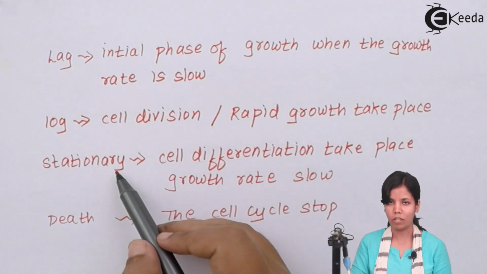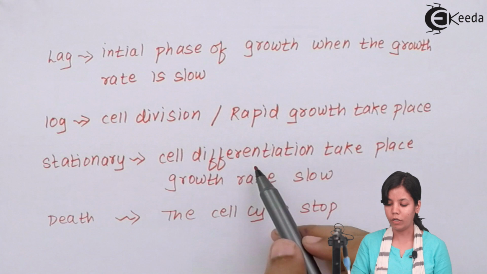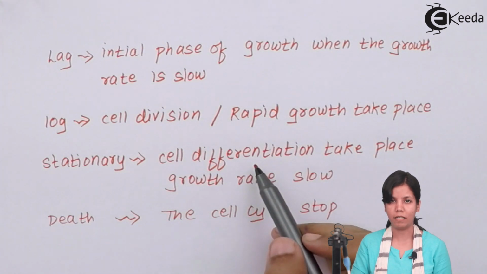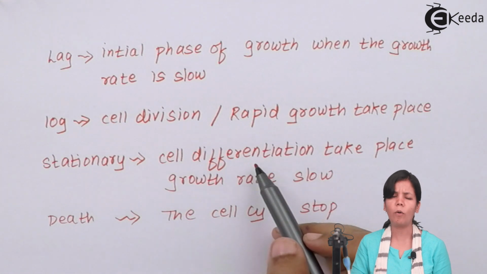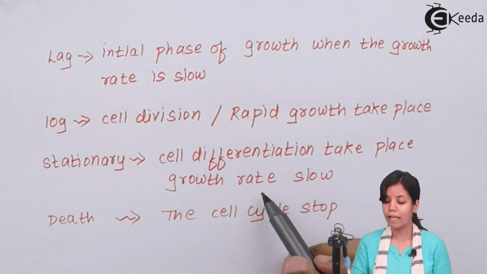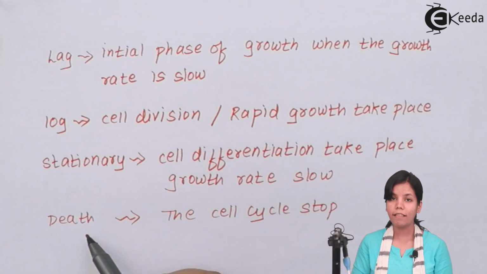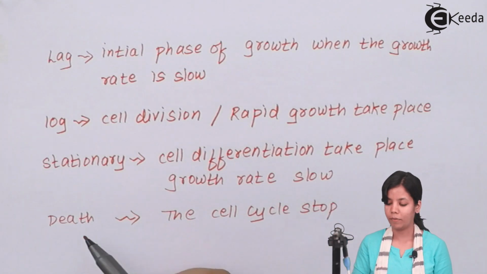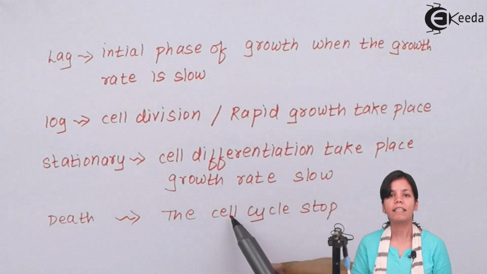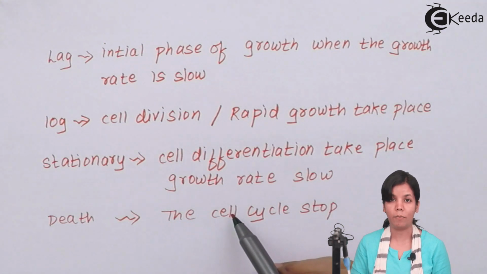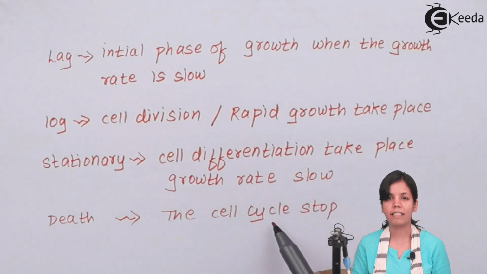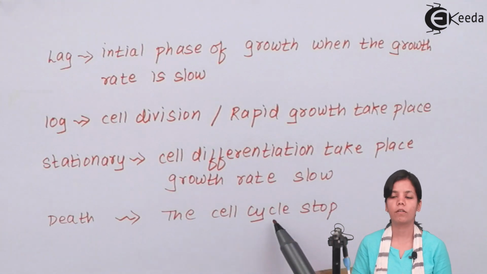Next comes the stationary phase, or the ceasing phase. During this, cell differentiation takes place. Some cells become parenchyma, some become collenchyma, xylem, phloem, all of them are formed. And the growth rate slowly stops or ceases down. And the final phase, the death phase. During this phase, the plant stops its catabolism, anabolism, metabolism, and the cell cycle eventually stops.